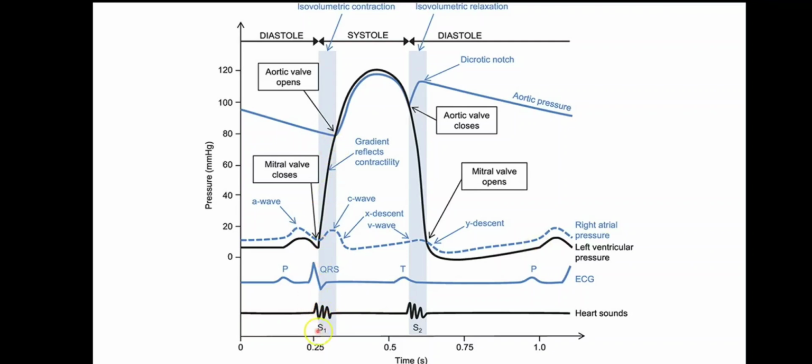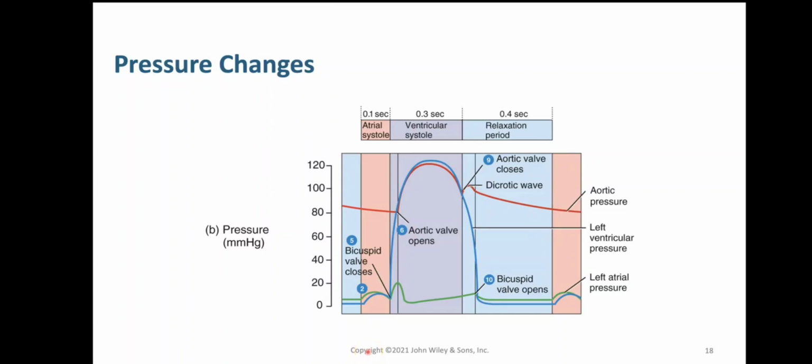S1 is the closing of the mitral valve, and S2 is the closing of the aortic valve, right? And so this is how the heart sounds correlate with the cardiac cycle. And again, I've given you another diagram which explains pretty much the same thing. One important change I want to highlight here is what is going on with this little atrial bump.